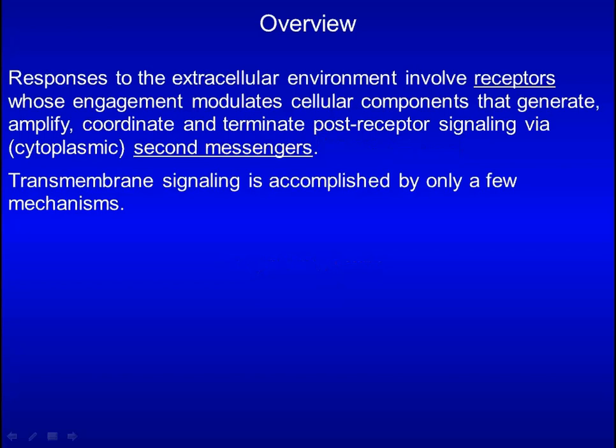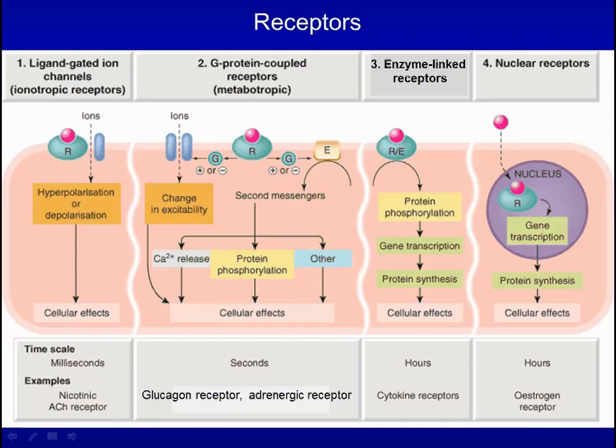Responses to the extracellular environment involve receptors that transmit signals to second messengers. Transmembrane signaling is accomplished by only a few mechanisms. First are ligand-gated ion channels. They are transmembrane proteins that act as ion channels. They open or close upon binding of a ligand. A well-known example is nicotinic acetylcholine receptor.